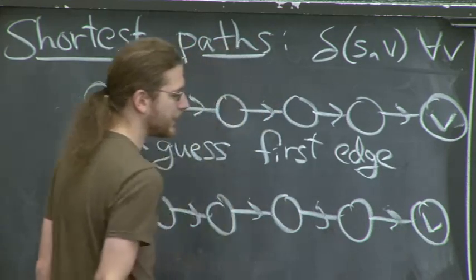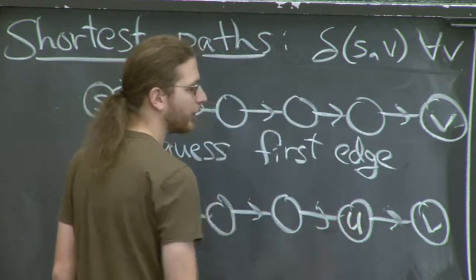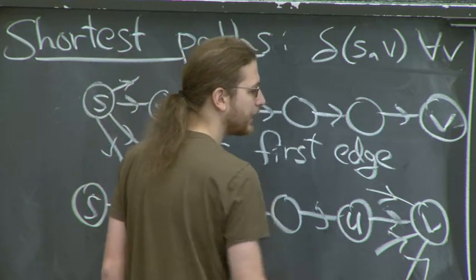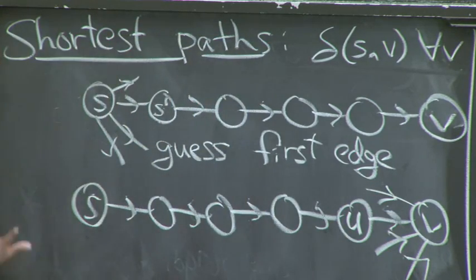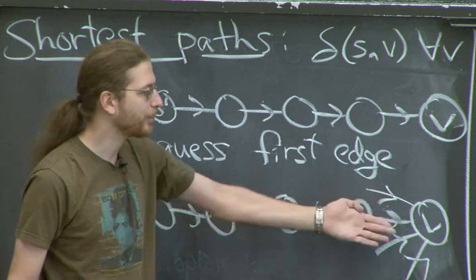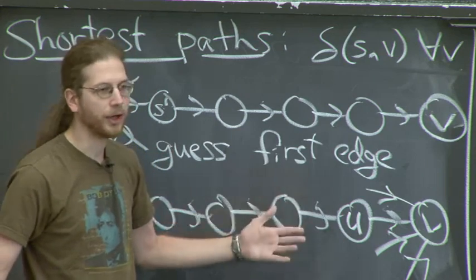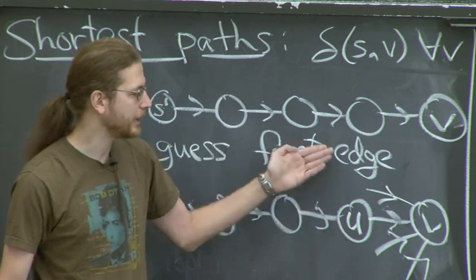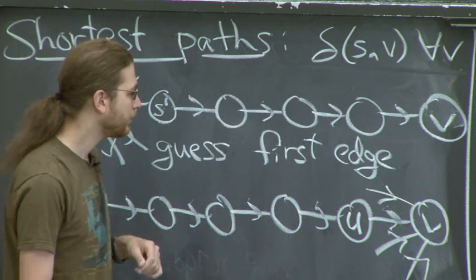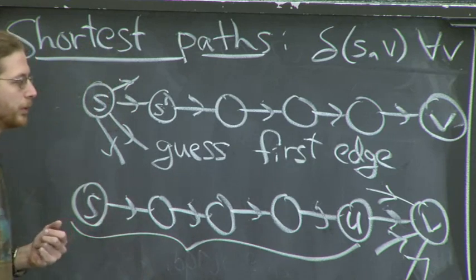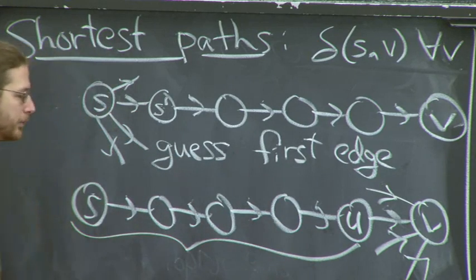I want to get to V. I'm going to guess the last edge, call it UV. I know it's one of the incoming edges to V. Unless S equals V, then there's a special case. As long as this path has length at least 1, there's some last edge. What is it? I don't know. Guess. Guess all the possible incoming edges to V. And then recursively compute the shortest path from S to U, and then add on the edge UV.